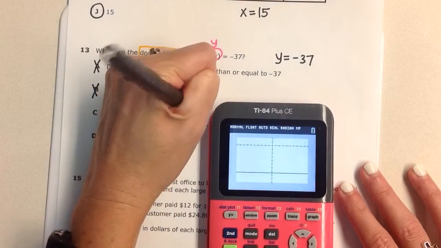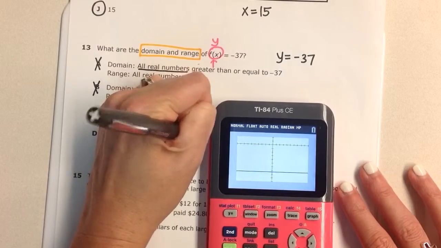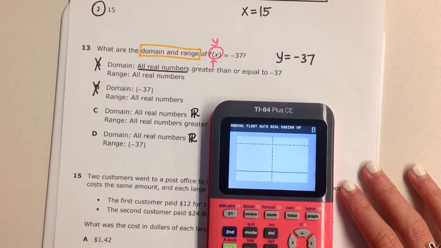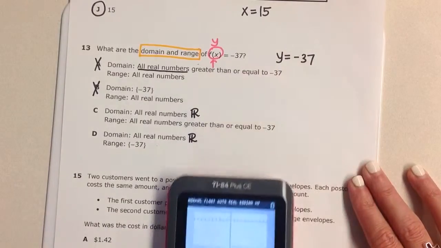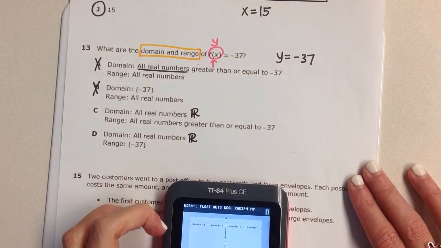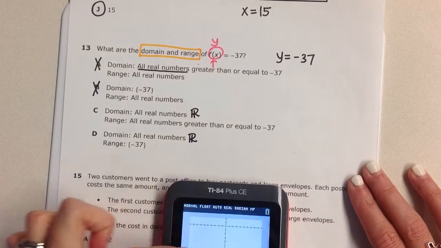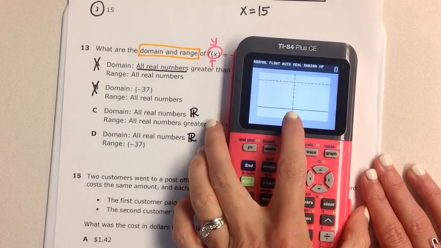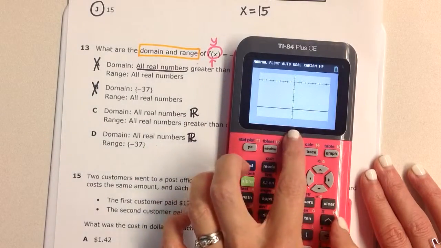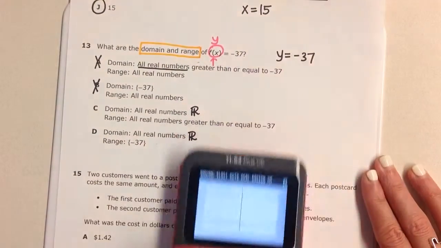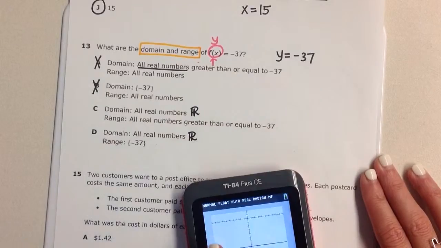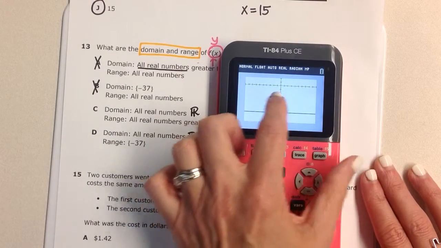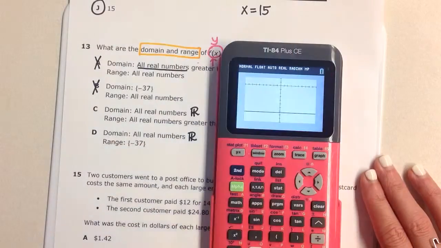You may also see on a quiz or a test that double R, so you want to remember that. So now I've got to pick between C and D. Okay, so it says for range, how far down does it go? Well, it looks like it's all at the same level. It goes down to the same number, and it doesn't really go up. So my range says all real numbers greater than or equal to negative 37. So that means I'm using negative 36, negative 35, all the way up to 0, and all of my positives.